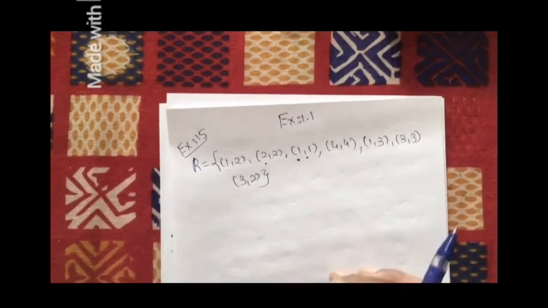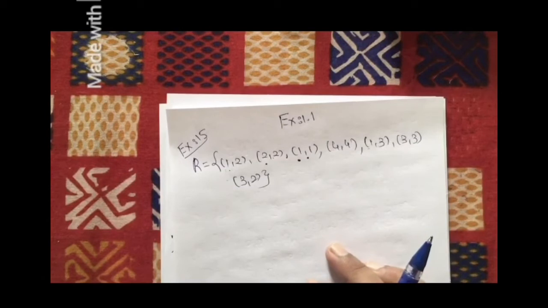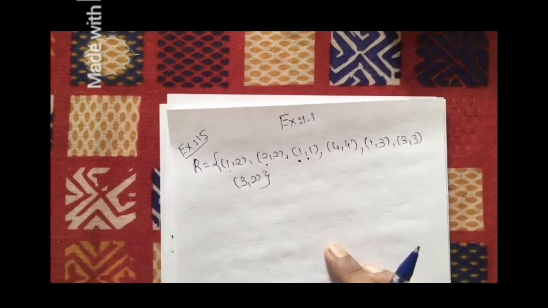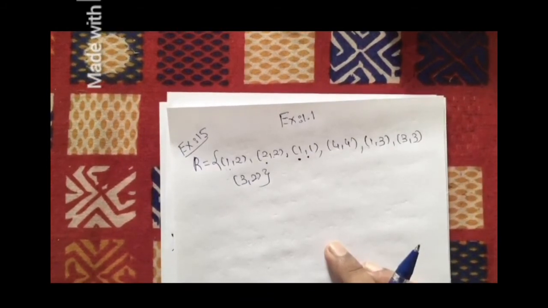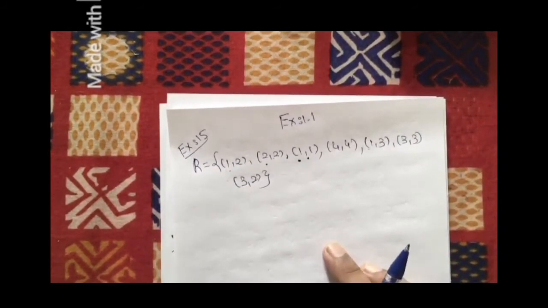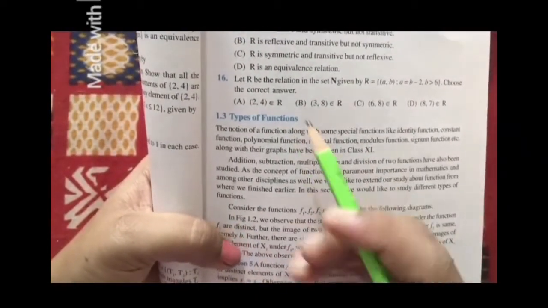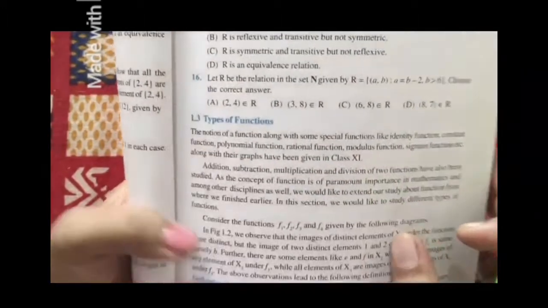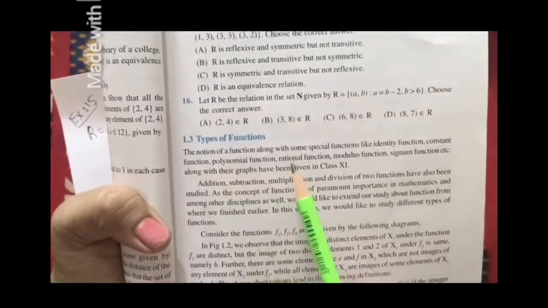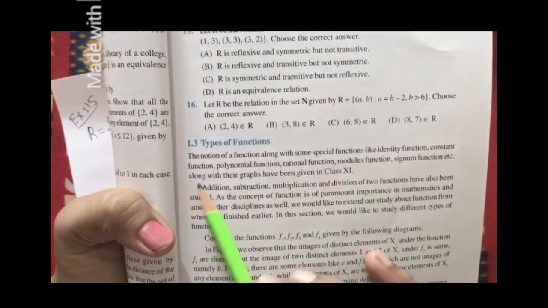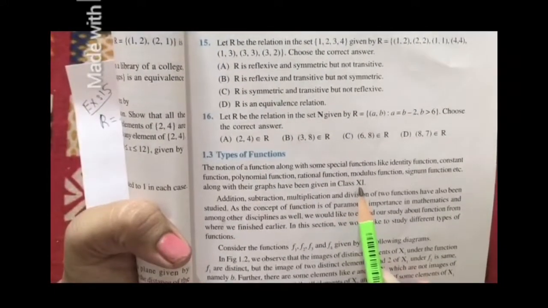Okay, so here we just completed our exercise 1.1. Now let's start with some theory part, which is types of functions. The notation of a function along with some special functions like identity function, constant function, polynomial function, rational function, modulus function, signum function, etc., along with their graphs, you have studied in class 11.